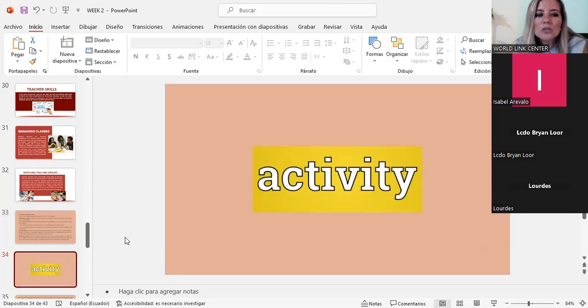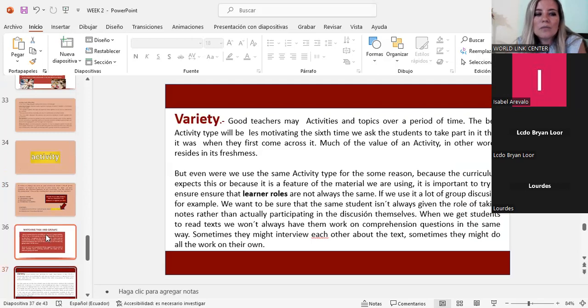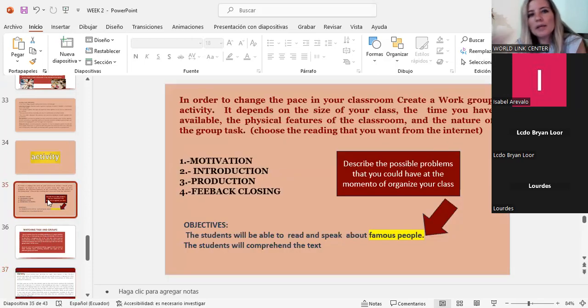After the break, you're going to separate the class into groups of 3, and you're going to plan. Do you remember the first class or the second class, I made you do something in a group? After the break, you're gonna do this. In order to change the pace in your classroom, create a work group activity. It depends on the size of your class, the time you have available, the physical features of the classroom, and the nature of the group task.